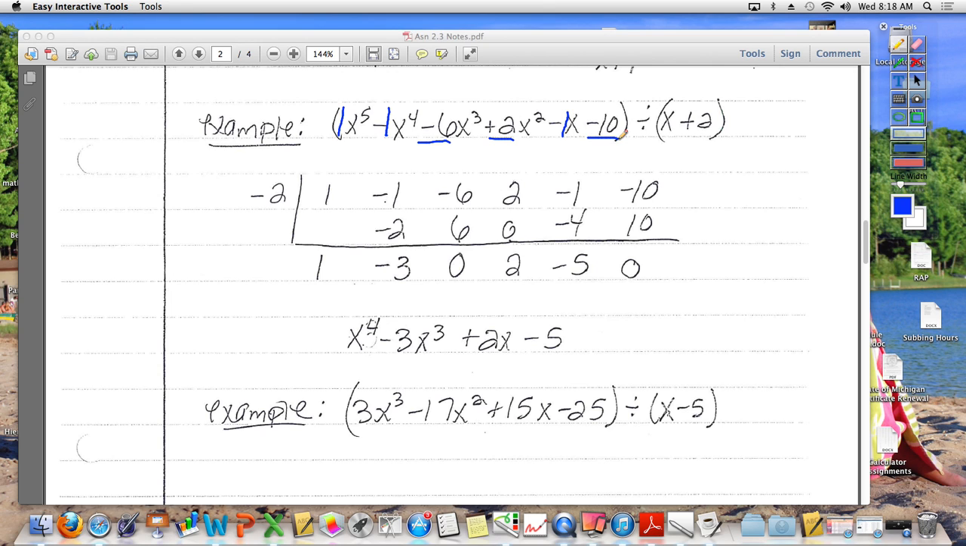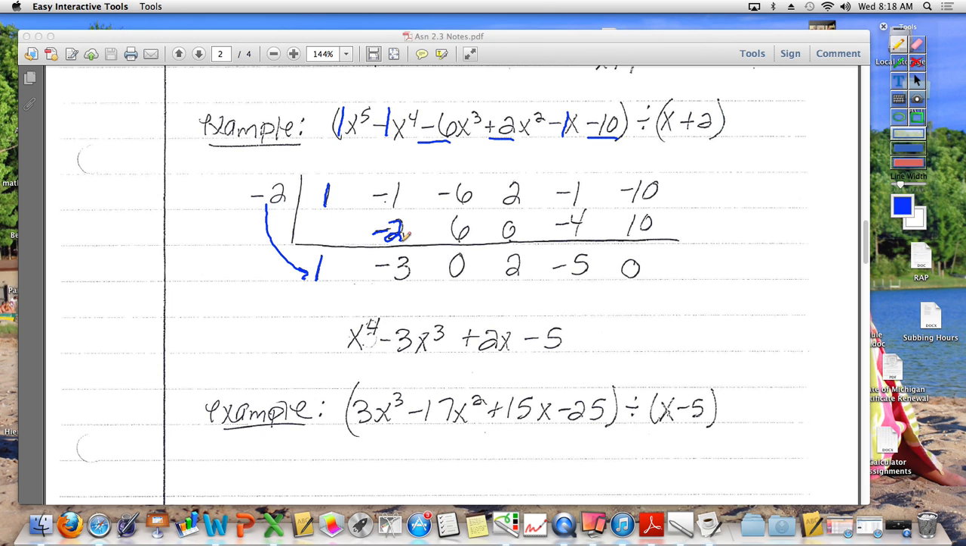x plus 2 means that you use what kind of a number instead of plus 2? Negative. Use a negative 2, use the opposite, so you put that out front. And then here we go. Take this first 1 right here, you bring it down. You do negative 2 times 1 is negative 2, so it goes right here.